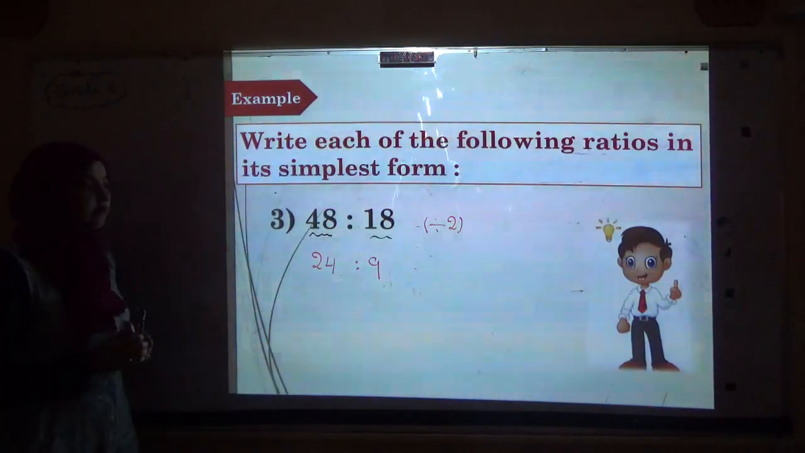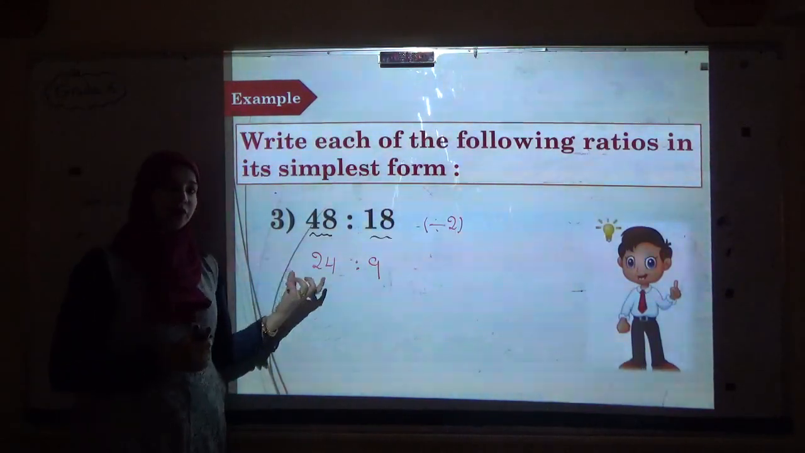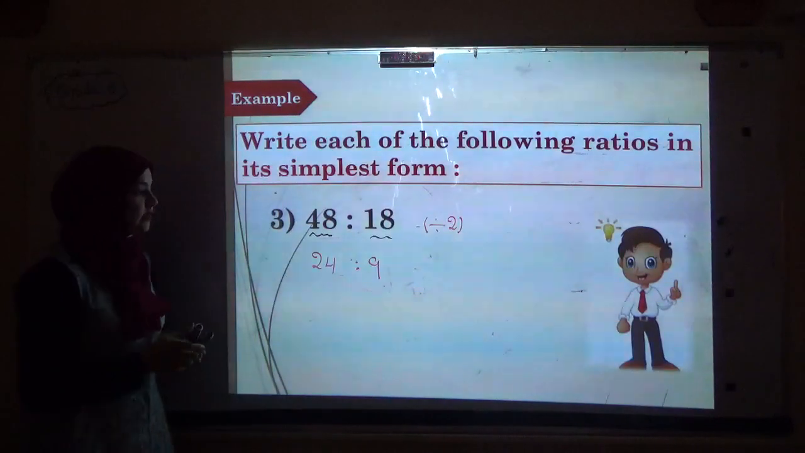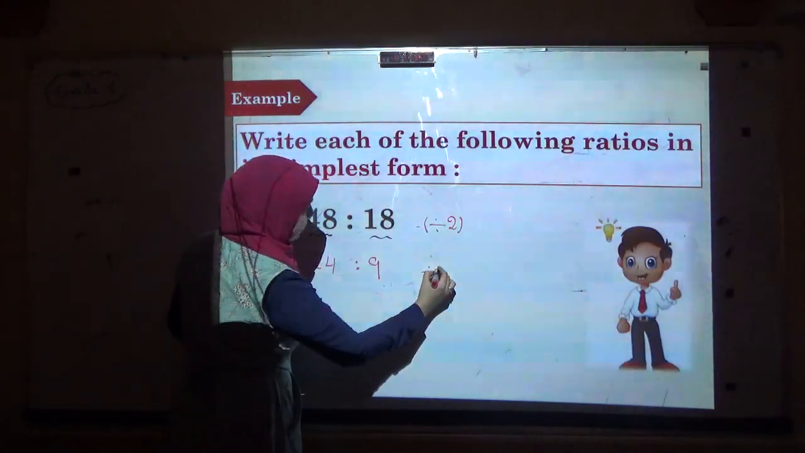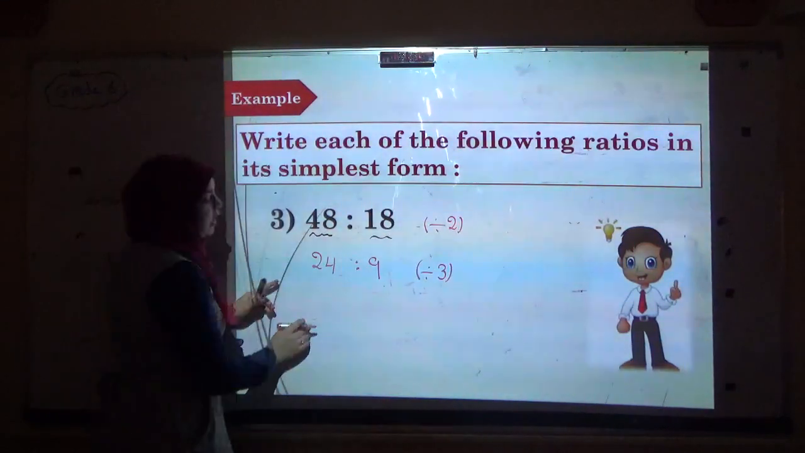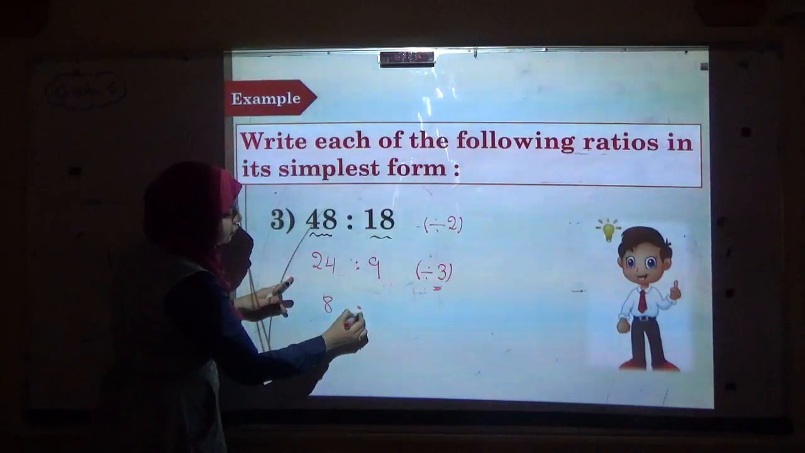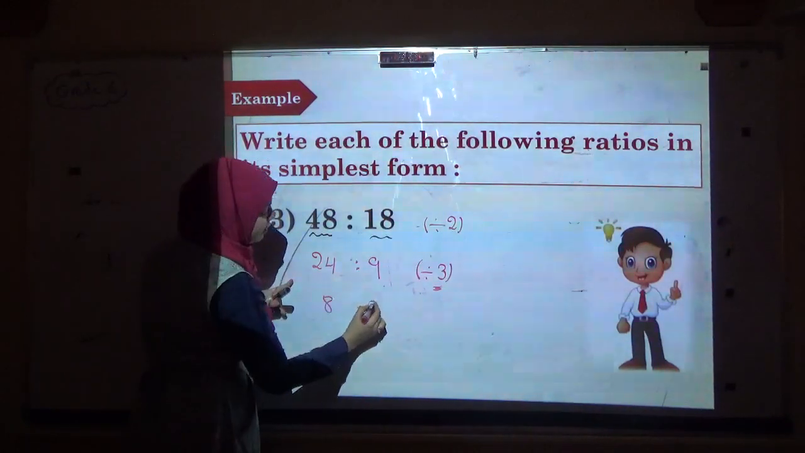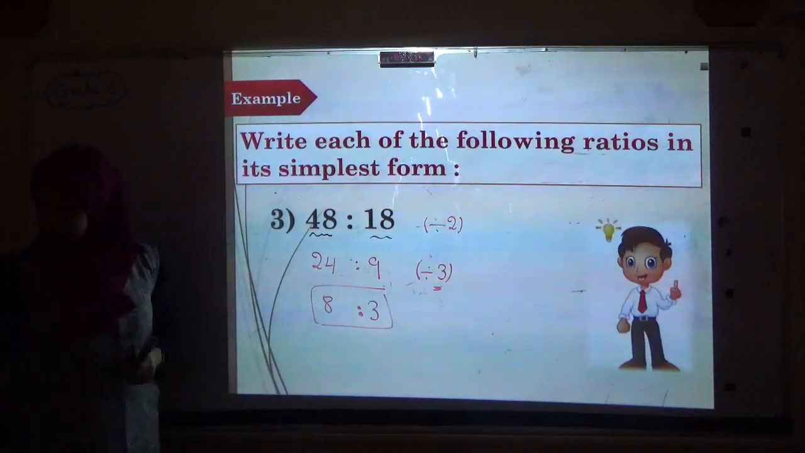But 24 to 9 is not the simplest form of the ratio because we have a common factor between 24 and 9, which is 3. So we should divide the two terms again by 3. 24 divided by 3 equals 8. 9 divided by 3 equals 3. And 8 to 3 is the simplest form of the ratio.